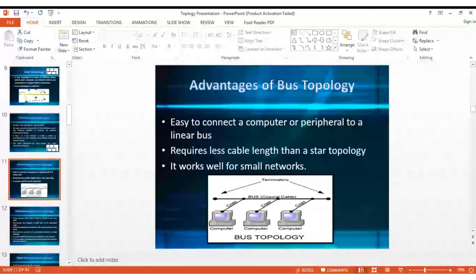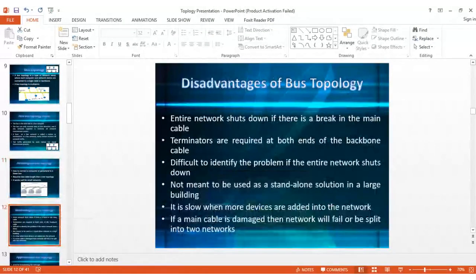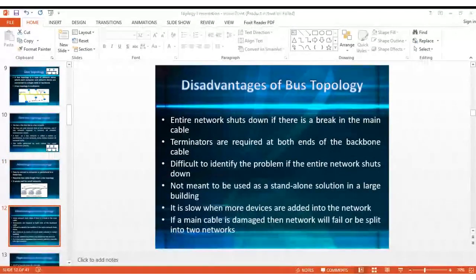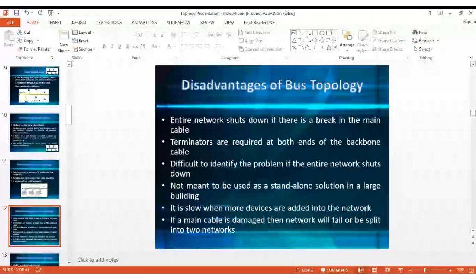For this one, it is easy to install. Very, very simple to install. You just require a cable, then you connect it to the port. Another benefit of having this topology is that it works best where the organization has a small network. Still, it is easy to understand and easy to implement.